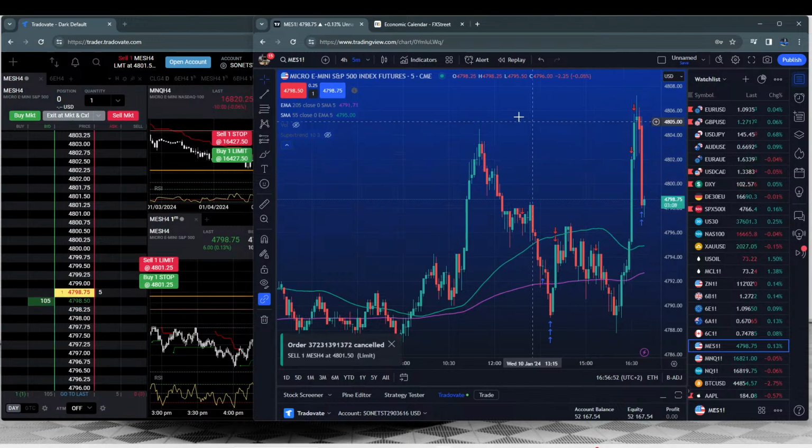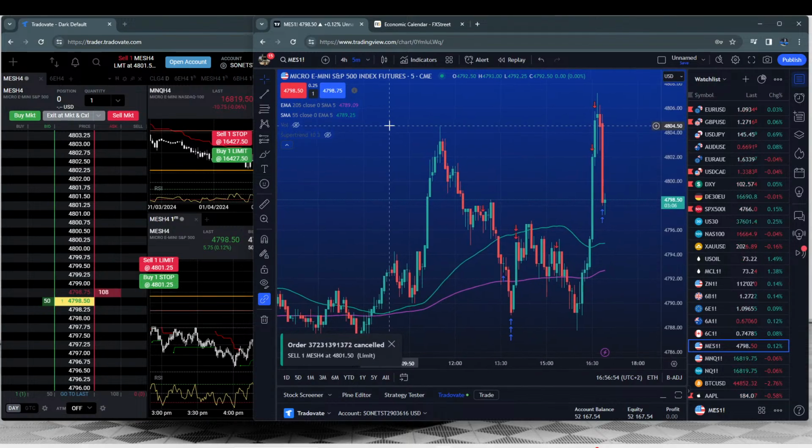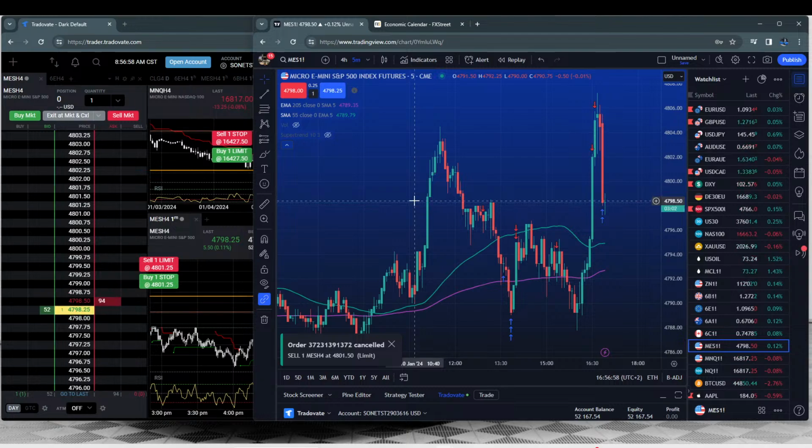Okay, let's remove the order. Usually I do that if I don't get the fill I want in a short time.